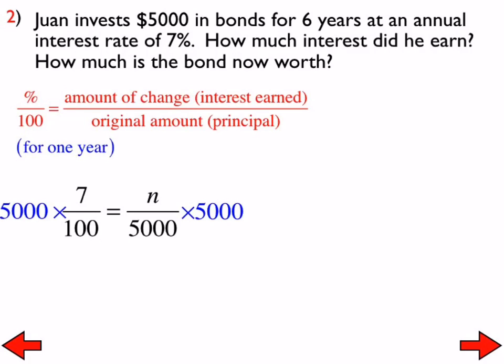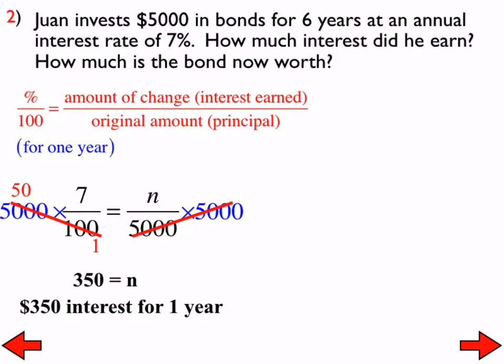So that's a one-step equation. Multiply both sides by 5,000. I always try and do some cross-dividing just to sort of make the numbers smaller like that. And so then it's clear that he earns $350 per year, or in 1 year. So that, if we want to think of it that way, that's the unit rate. That's what he's earning, $350 per year.